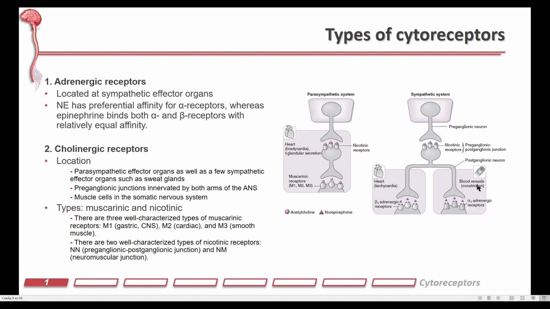Now let's talk about cytoreceptors. Since we have two neurotransmitters, we will have two types of receptors. The first one, adrenergic receptors. They are located at organs which are innervated by the sympathetic nervous system. And as you can see, there is a slight difference in affinity. Norepinephrine binds mostly to alpha adrenergic receptors, while epinephrine can bind to both alpha and beta receptors.